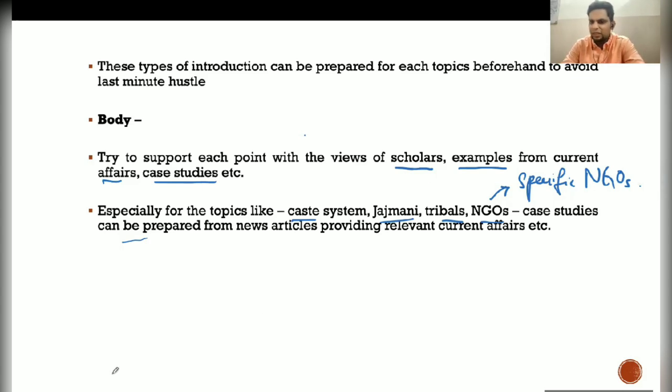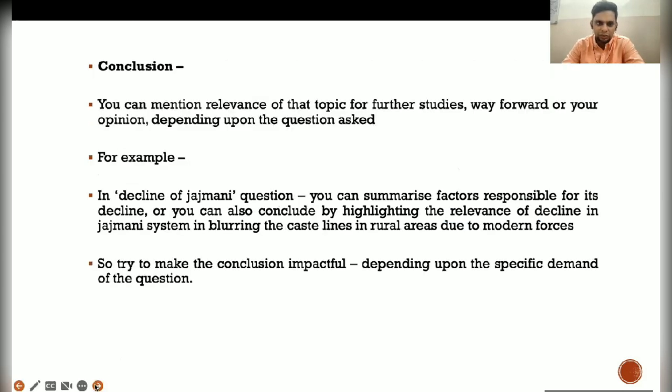Where can you get these specificities? Again, current affairs will be a great resource. Again, you don't want to overdo it. The basic skeleton of your answer is the important element, but I think this helps you add some oomph. It helps you add some impact. It helps you substantiate the point that you're trying to make.